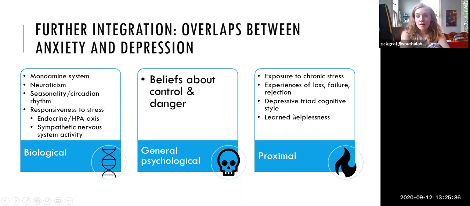So there are a lot of biological risk factors and genetic overlaps between risk for anxiety and depression. And it seems like maybe what matters in determining whether someone will go on to develop anxiety or depression, given the same set of risk factors, has more to do with the type of proximal risk, so the type of environmental stressors or cognitive styles that they have in the context of biological and general psychological risk.